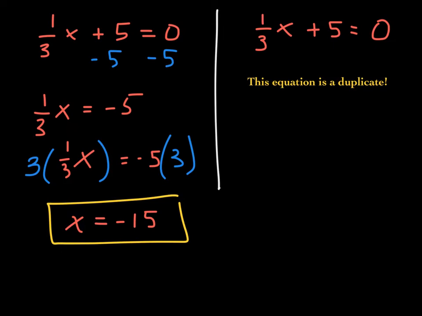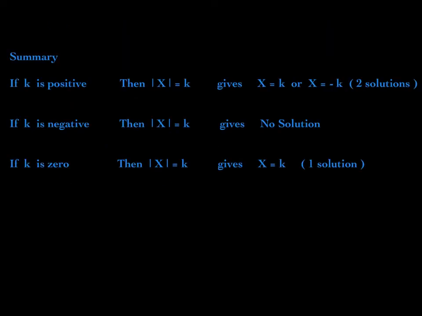All right, how about a little summary? Here's a summary for us. If k is a positive number, then this absolute value equation gives two solutions. Either x is k or x is negative k. So this is a compound equation. The first few examples were of this case.